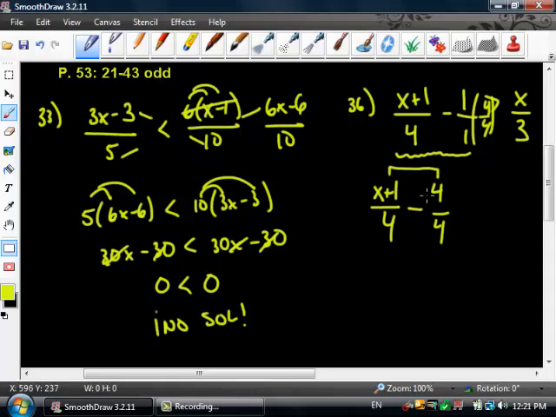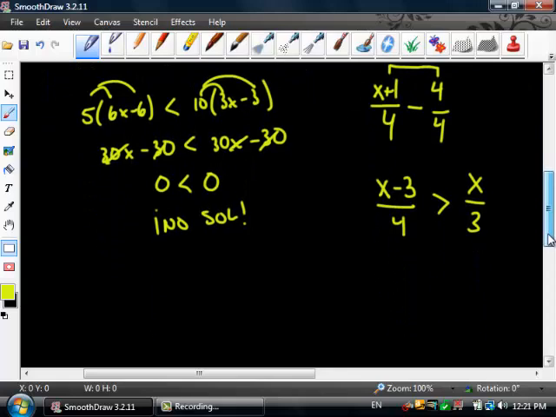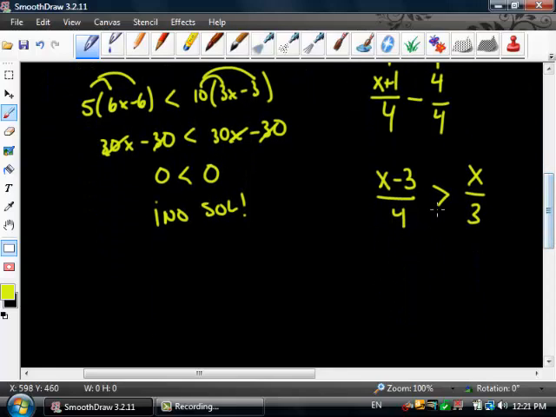Now I can combine these two like terms to get x minus 3 over 4, should have been greater than x over 3. Does that look a little more like 33 now? Good. Raise your hands if you were able to figure that one out. Let's go ahead and do this part here. This would be 3x minus 9.